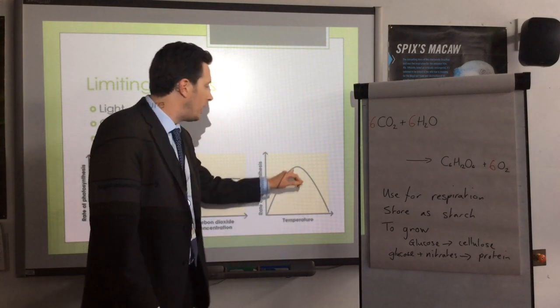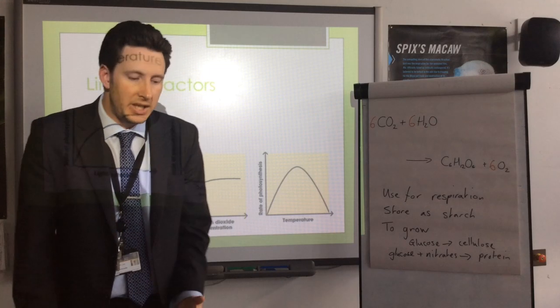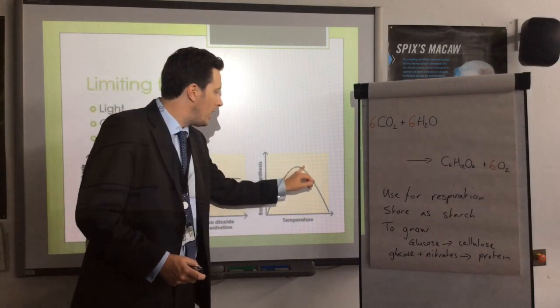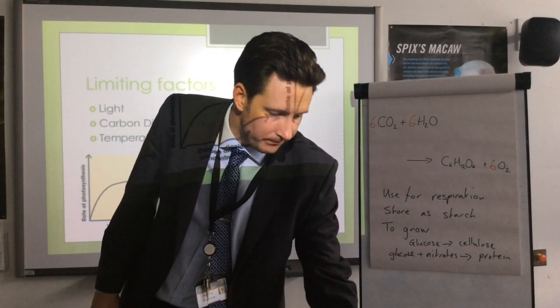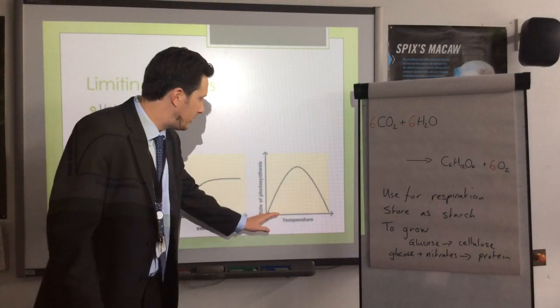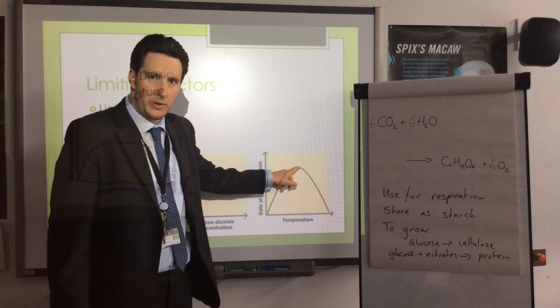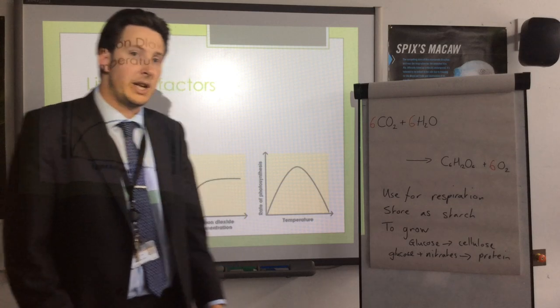At that point, if you get hotter, the enzymes that control photosynthesis become denatured. Their shape changes. We'll go into enzymes again in a bit, and the rate of photosynthesis slows down, so the rate actually falls. Okay? So that's what's happening with temperature. As you increase temperature, the rate of photosynthesis gets faster, and once you get past about 40 degrees, it starts to slow back down as the enzymes become denatured. Okay?